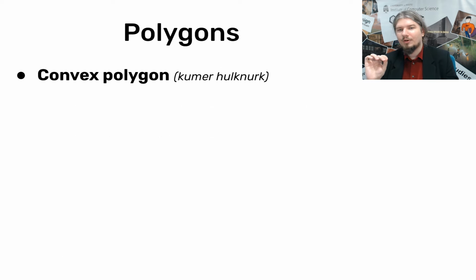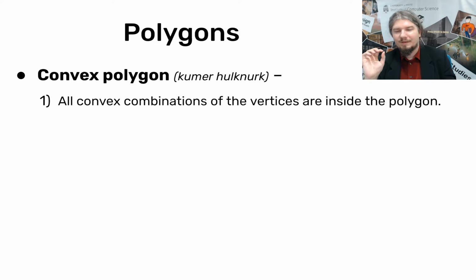So convex polygon. In Estonian, it's called kumer hulknurk. So this is how you learn it in your Estonian math class probably. There are some definitions, and there are several, but they're basically equivalent.